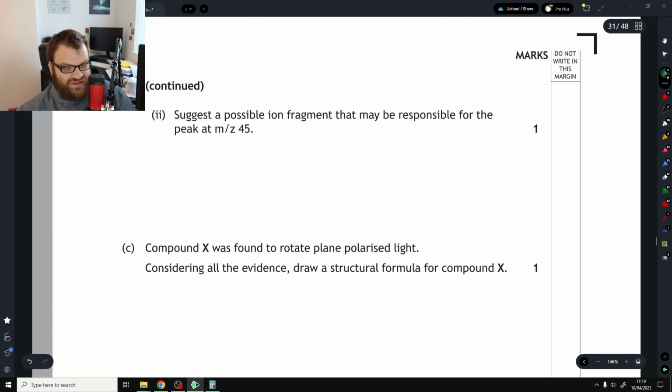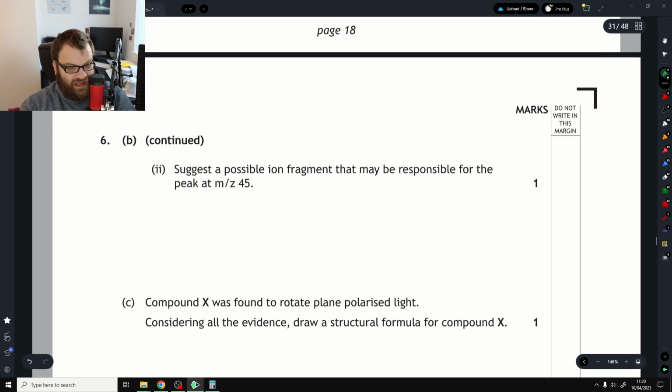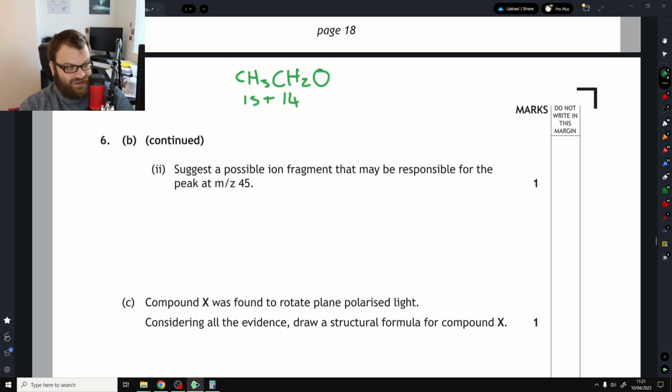Next up, we're asked to suggest a possible fragment that would be responsible for the peak at 45. So here what I'm looking for is a combination of carbons, hydrogens, and oxygens that make a mass of 45. If we had a carbon chain, that would be 15 from the first one, plus CH2 in the middle would give you 14. That takes you to 29, leaving 16, so that would be an oxygen. We could have an oxygen here. This would then need to have a charge on it, because it's an ion, not an atom or a molecule. So I'm going to put a positive charge there.